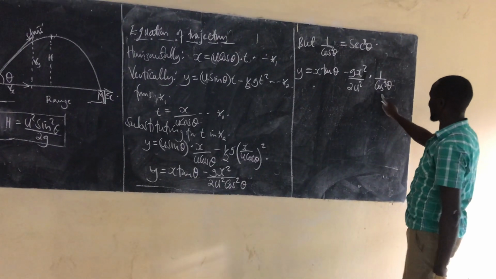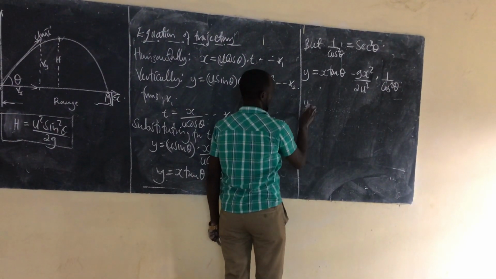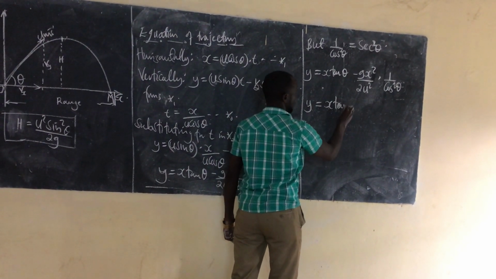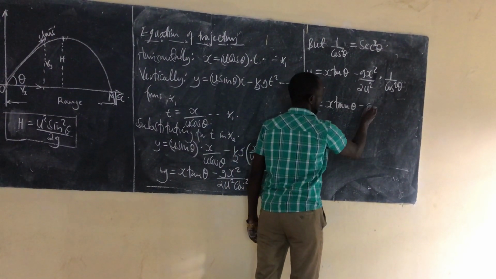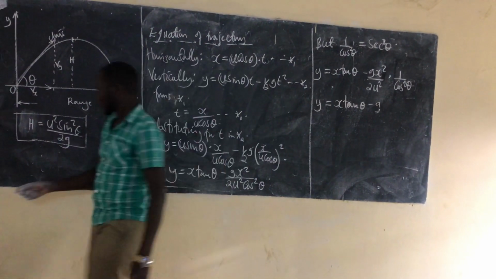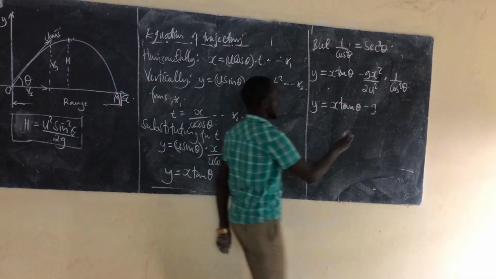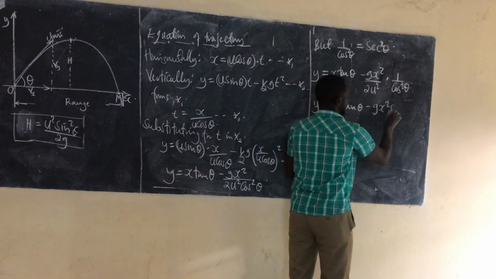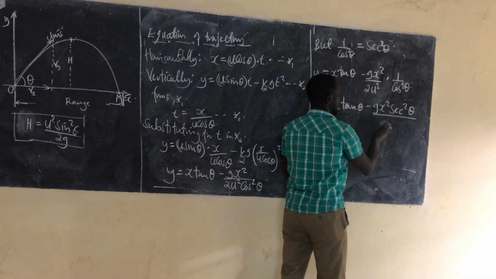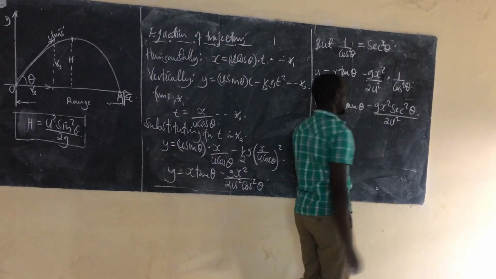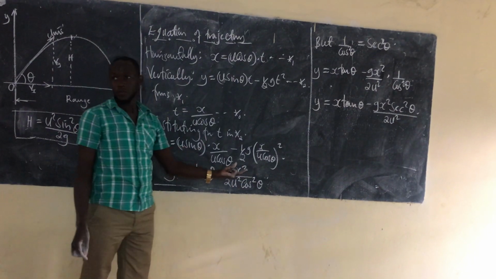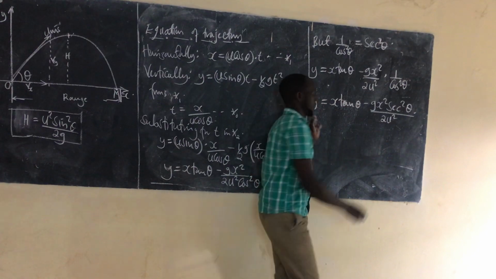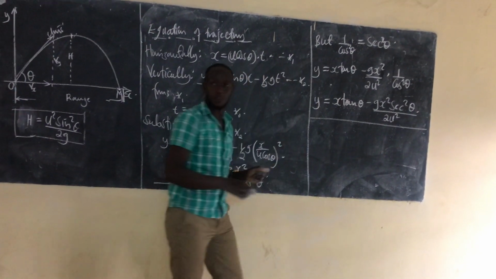Now, when you have this, you finally say y is equivalent to x tan theta minus g x squared sec squared theta divided by 2u squared. If this is the case, are you aware? Anyway, it depends on how somebody can stop there.